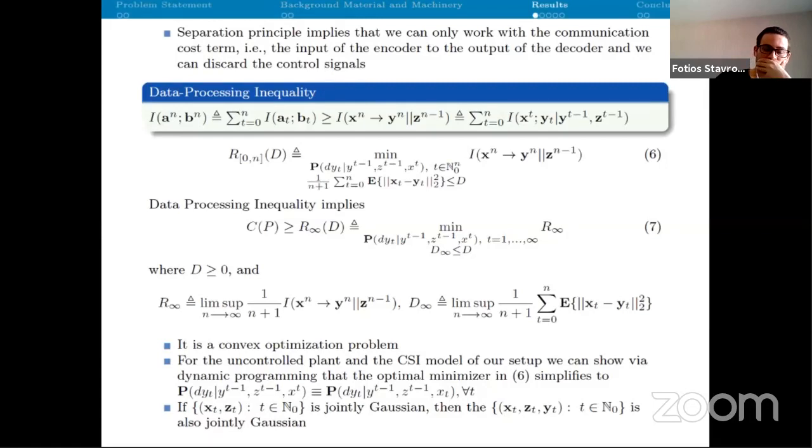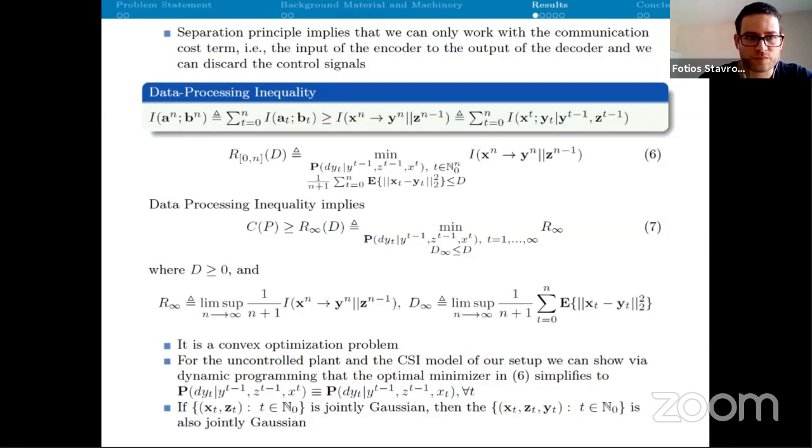We first use the following data processing inequality. In particular, the mutual information from the input of the channel to the output of the channel is always greater or equal to the causally conditioned, delayed-by-one directed information from the input of the encoder to the output of the encoder. This inequality enables us to introduce a new sequential rate distortion function given in equation 6.